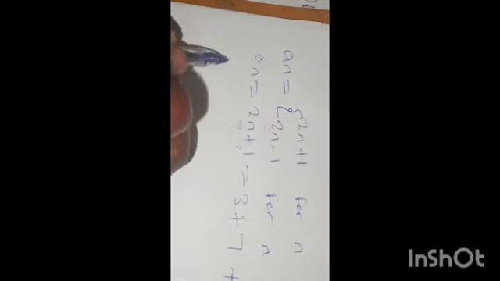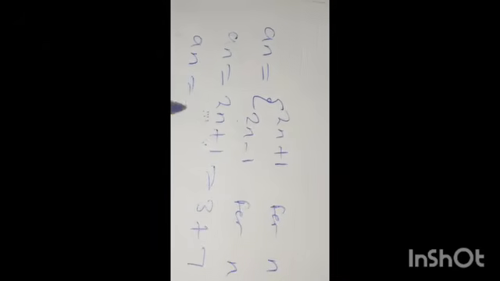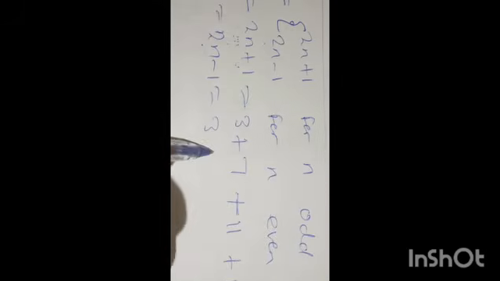Then it carries on. Let's go to the down part of this function here. The down part is a_n = 2n - 1, for n even, so even numbers are divisible by 2. So we go to 2 here. The first number is 2. 2 times 2 gives us 4 minus 1, 3. Then we go to 4. 2 times 4, 8, 8 minus 1, 7.